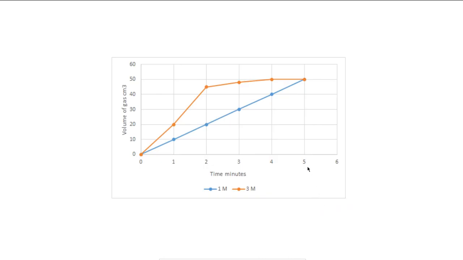We can display this information on the graph. The 1 molar reaction, straight line up. And the 3 molar reaction between hydrochloric acid and magnesium. Okay, we have a steep rise. And you could imagine what a 6 molar reaction would be like. You'd have a very steep line here before leveling off. So the more concentrated the substance is, the faster the reaction.